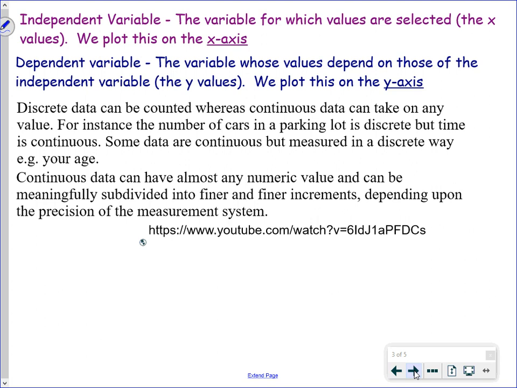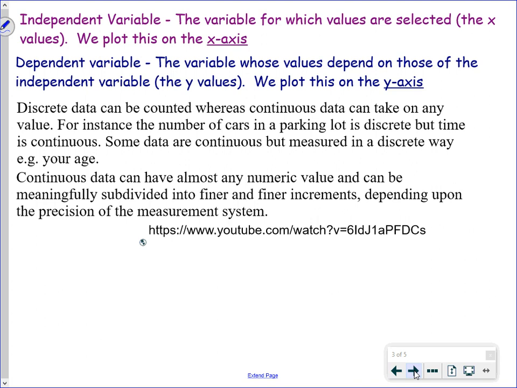We have two different types of data. We've got discrete data that can be counted and is not a continuous number. So for instance, the number of cars in a parking lot is discrete data because you can have 1 car or 2 cars or 3 cars. It doesn't make sense to have 2.5 cars in a parking lot. So these would just be whole numbers.